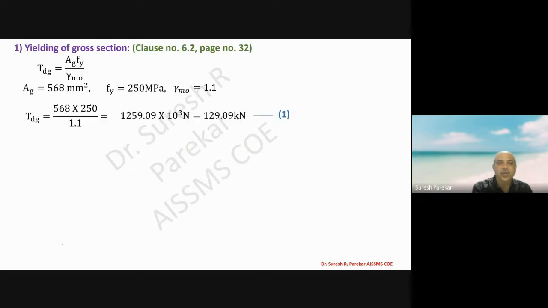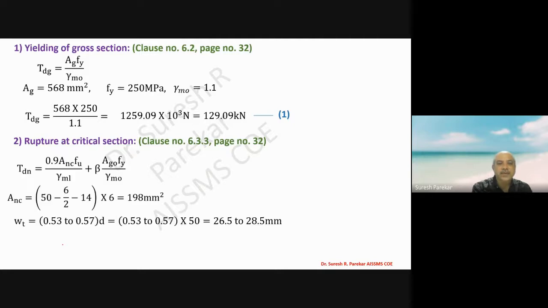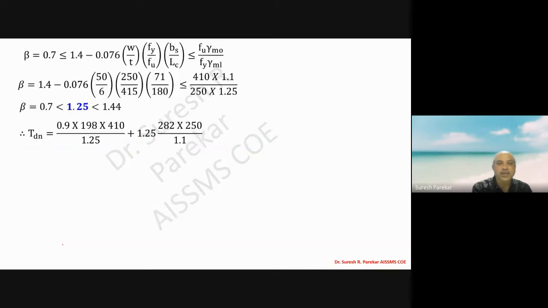First, for yielding of cross section, clause number 6.2, we will get the value 129.09 kilonewton. Now if we go to rupture at critical section, then we have this value TDN. From this we get beta 1.25, which gives me TDN 138.56 kilonewton. These values, 129 and 138, we have calculated for a single angle. We have to make it for double angle, so we have to multiply it by 2.